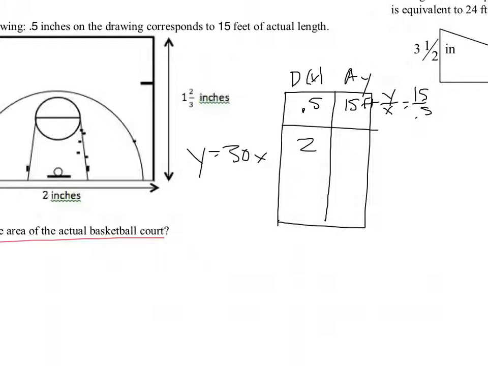So now I need to find the real dimensions. We have 2 and 1 2/3. These are both x values, so to find their corresponding values in the real world, I need to plug them in. y is equal to 30 times 2. That one's pretty easy, so this is going to be 60 feet in the real world.